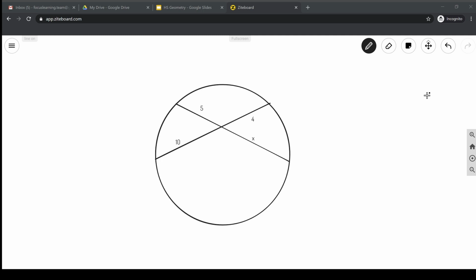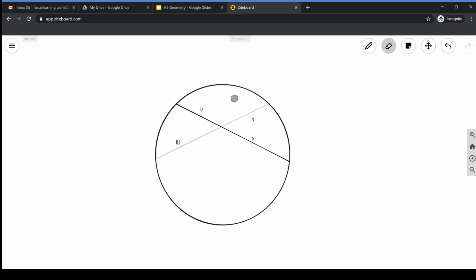Alright, so the answer is 8, because 5 times x equals 4 times 10 according to our power of the point equation. Basically, we can apply this and then just solve for x, giving that x is 8. So let's try another problem using a different case.